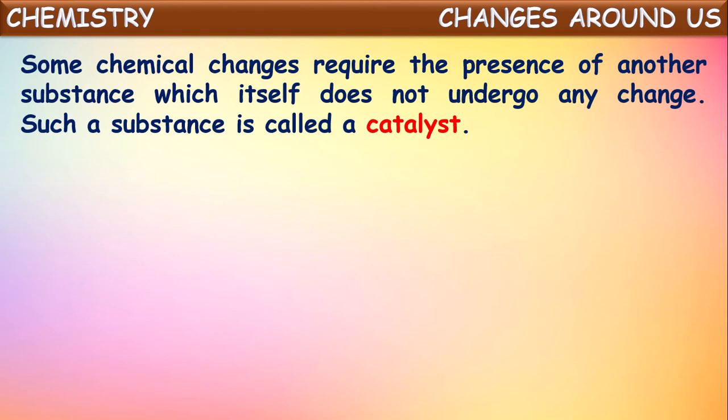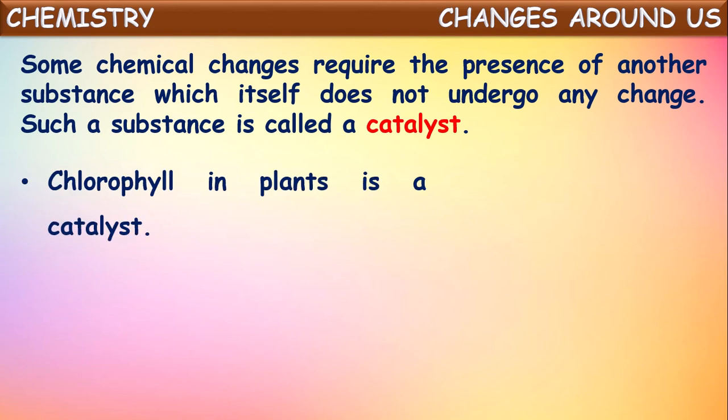Some chemical changes require the presence of another substance which itself does not undergo any change. Such a substance is called a catalyst. Some chemical changes occur in the presence of a particular substance, but that substance won't get involved in the reaction, yet it encourages the reaction to happen. Substances which make the changes occur without being involved in them are called catalysts. The substance which makes the change occur without being involved in it is called a catalyst.